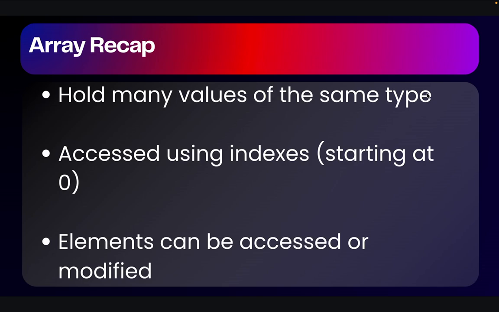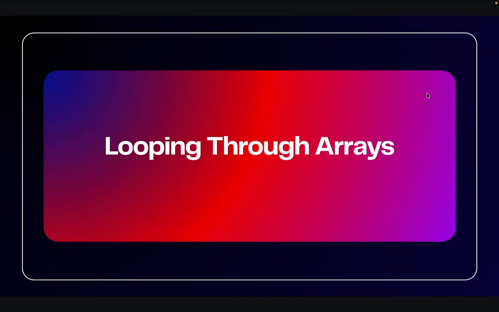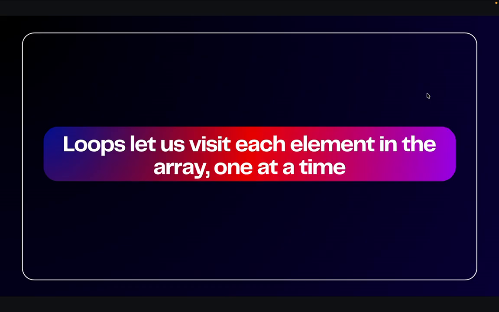Doing a brief array recap, we know that arrays hold various values of the same type and they have indexes. So the elements in the arrays can be accessed or modified to allow you to use them within your code in some way. Now, keeping that in mind, we're going to shift into loops with arrays. Loops can be used to allow you to check out, visit, and use each element that's in the array one at a time.